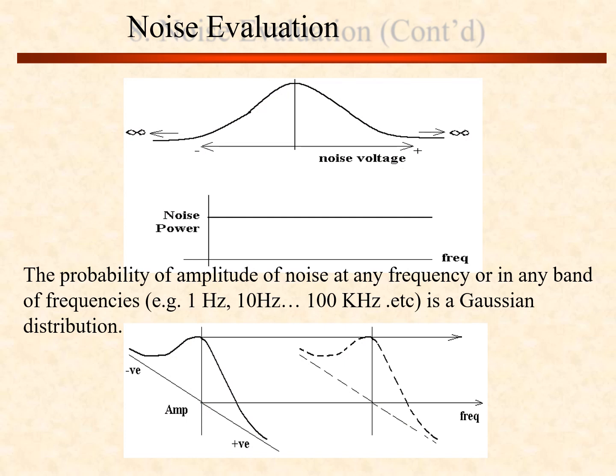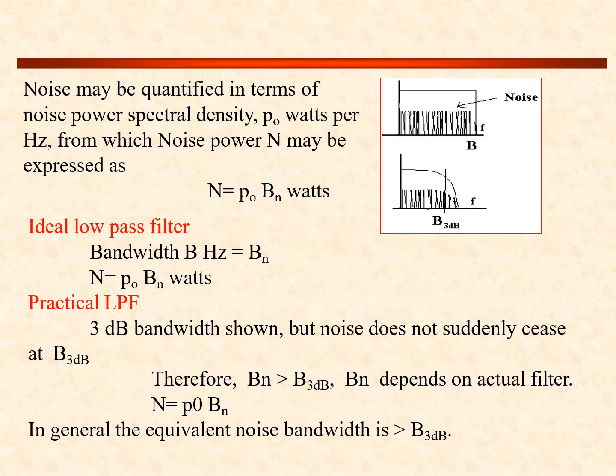This curve represents, from minus infinity to plus infinity, the noise voltage. At the center we have the maximum, and when we go away from the center, on the positive side, it is a minimum value, and the same on the negative side. This can be represented in terms of probability. The probability of the amplitude of noise at any frequency, or in any band of frequency from hertz to kilohertz, is a Gaussian distribution. So from low frequency to high frequency, the probability of the amplitude of noise can be represented in the form of a Gaussian distribution.